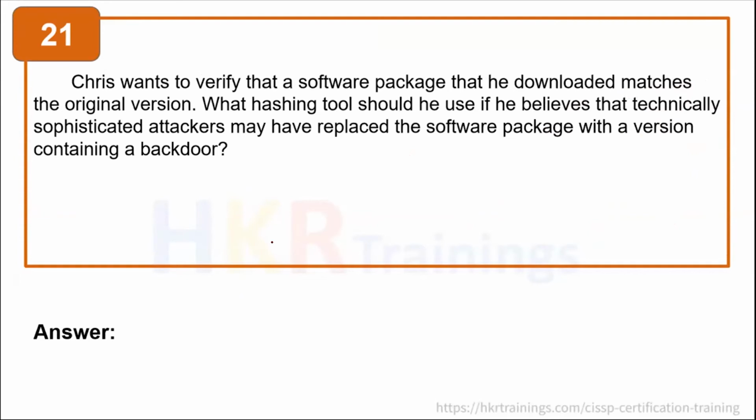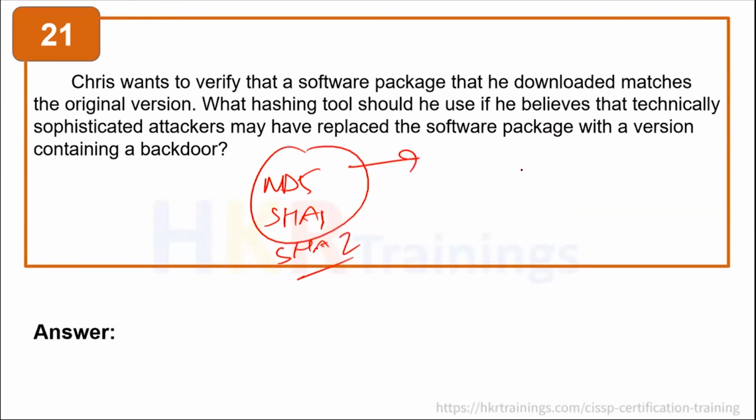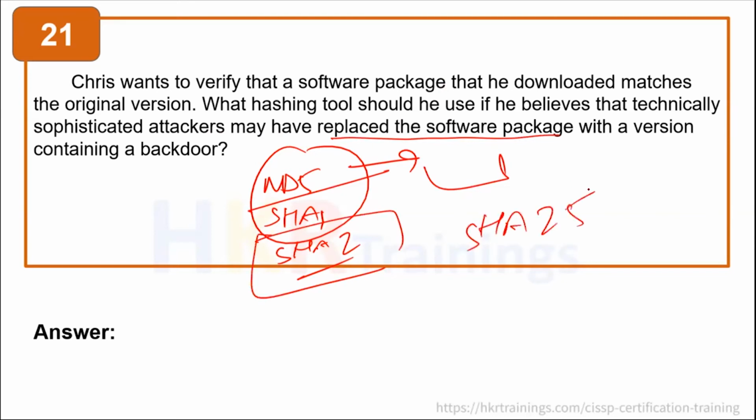So we have multiple hashing algorithms which are available. Say you have MD5, you have SHA-1, you have SHA-2, etc. So these are known to be exploitable. So if he knows that the attacker may have replaced the software package with a version containing a backdoor, he should use SHA-2, which alternatively is also called SHA-256. So the correct answer is SHA-256.